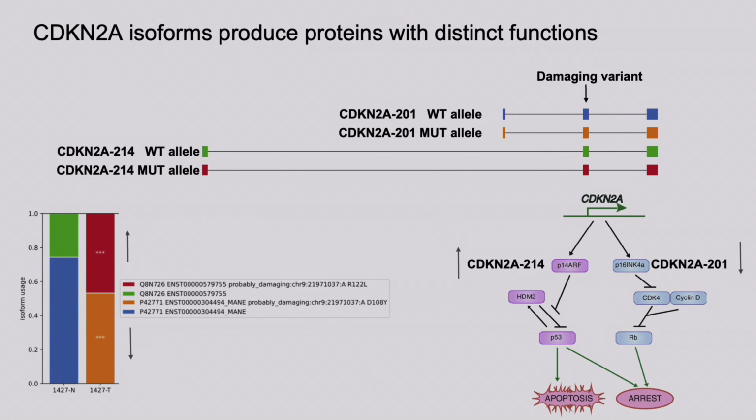Now, CDKN2A is a really interesting gene because its 2 isoforms shown here produce 2 completely distinct proteins. So the CDKN2A 201 isoform, which is the more canonical one, produces the P16 protein, which functions through the CDK4 pathway, while the CDKN2A 214 isoform produces the P14 protein, which functions through the TP53 pathway. And so these distinct proteins are having distinct functions, but they're also being affected differently by this variant.